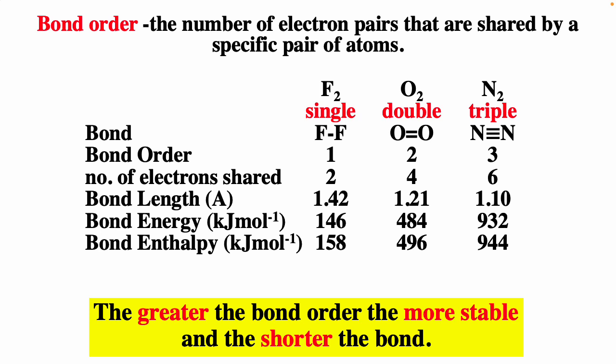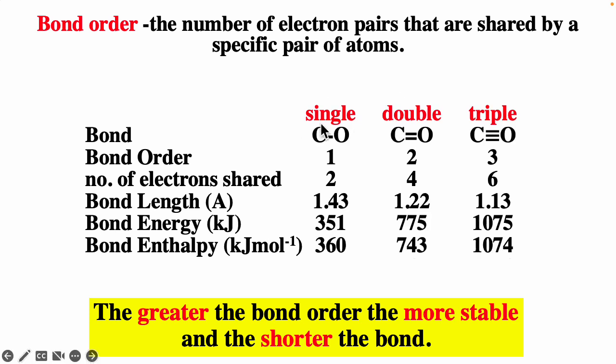We can look at another example. Here we have a carbon-oxygen single bond, so 1 pair of electrons being shared. Double bond, 2 pairs being shared, so that's a bond order of 2. Triple bond, so 3 pairs of electrons being shared, and so that's a bond order of 3. Again, the triple bond is the shortest and strongest bond.